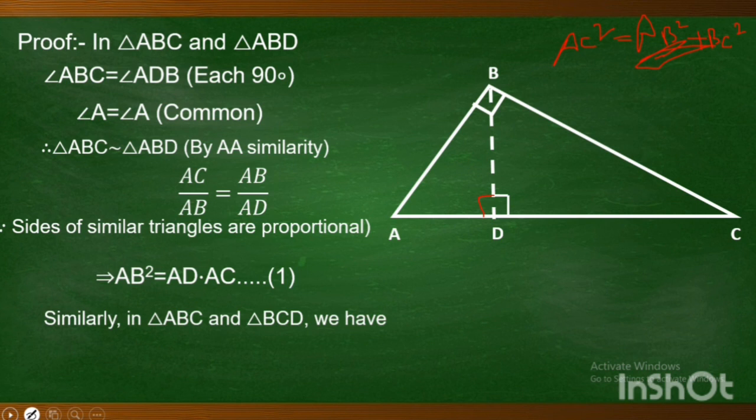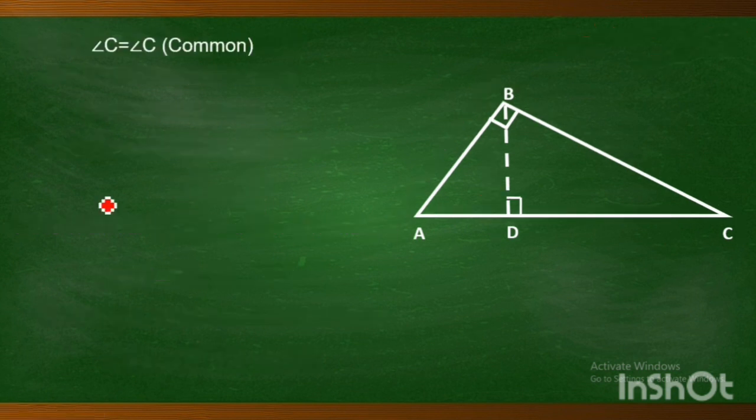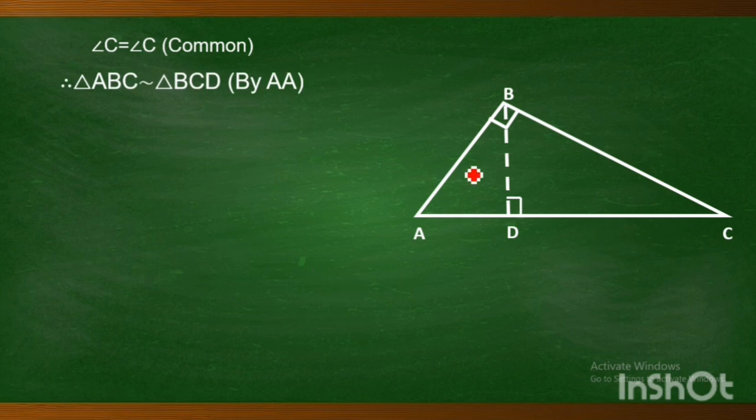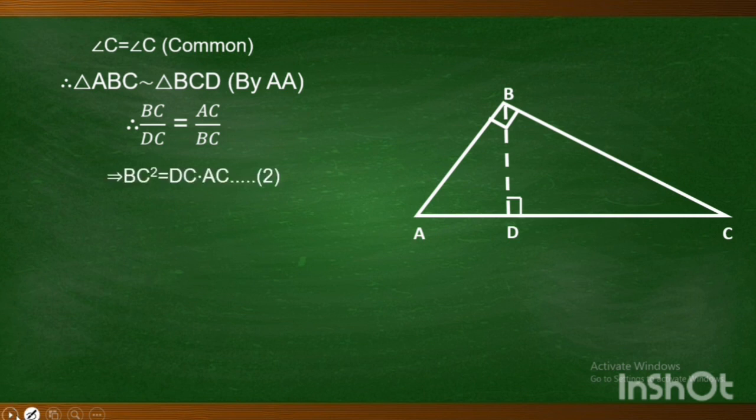How? Similarly, if we take triangle ABC and BDC, what do we get? Angle C is common. In ABC we have angle C, and in BDC also we have angle C. Angle C is common, and angle ABC and angle BDC are 90 degrees. So these triangles are also similar using AA similarity, and since these triangles are similar, the sides are proportional. Here again, when we cross multiply, we get BC into BC, BC square, equals DC into AC.